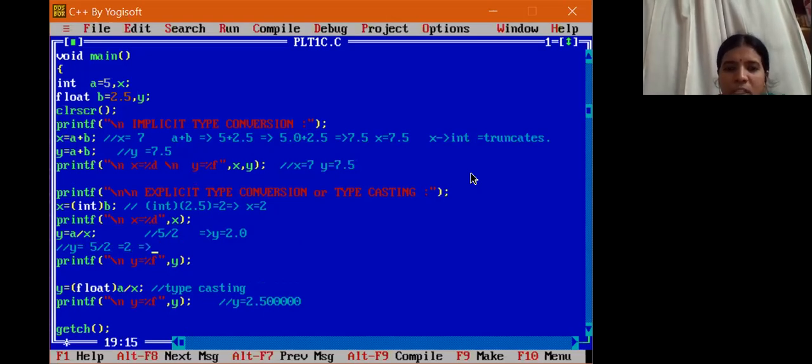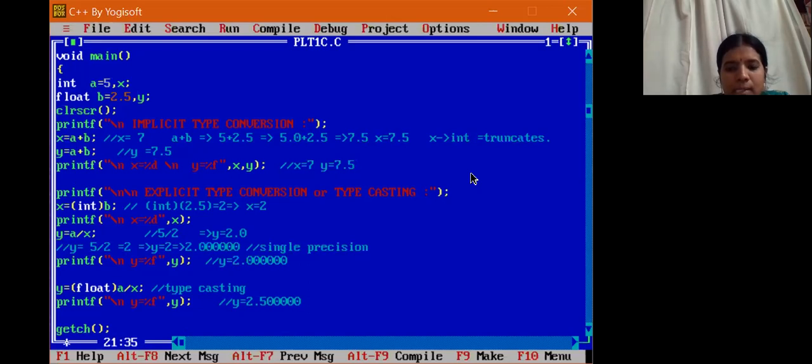Now y is a floating value. So since y is float, when you put 2, it becomes 2.000000, which is single precision, because the floating point data type is capable of storing up to 6 decimal points, which is called single precision. People call it single precision. So in this case, the value of y will be 2.000000 up to 6 decimal places.